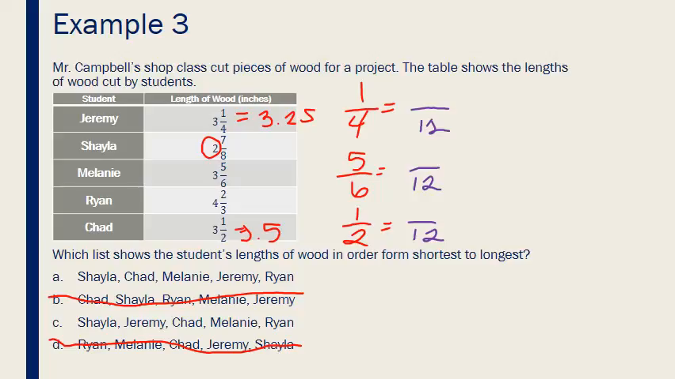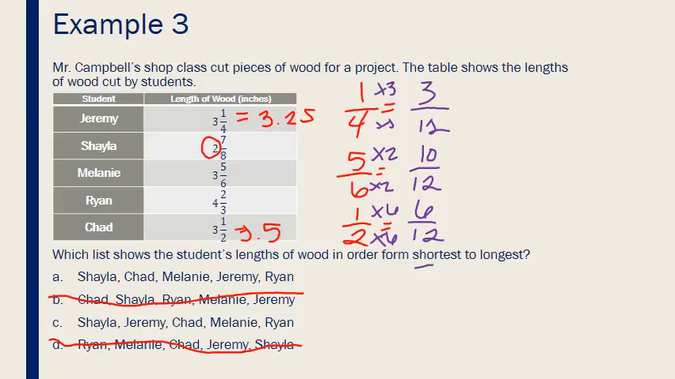Well, how did 4 become 12? Times 3, good job. And if I did it on the bottom, yes, I do it on top. 1 times 3 is 3, good job. 6 times what equals 12? Times 2. And if I did it on bottom, very good, you do it on top. What's 5 times 2? 10. And 2 times 6 equals 12, so 1 times 6 equals 6. So I've got 3 twelfths, 10 twelfths, and 6 twelfths.